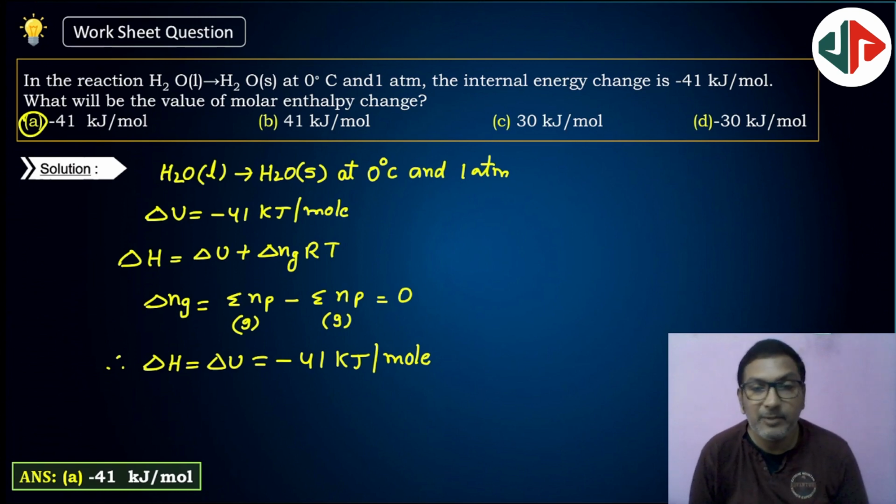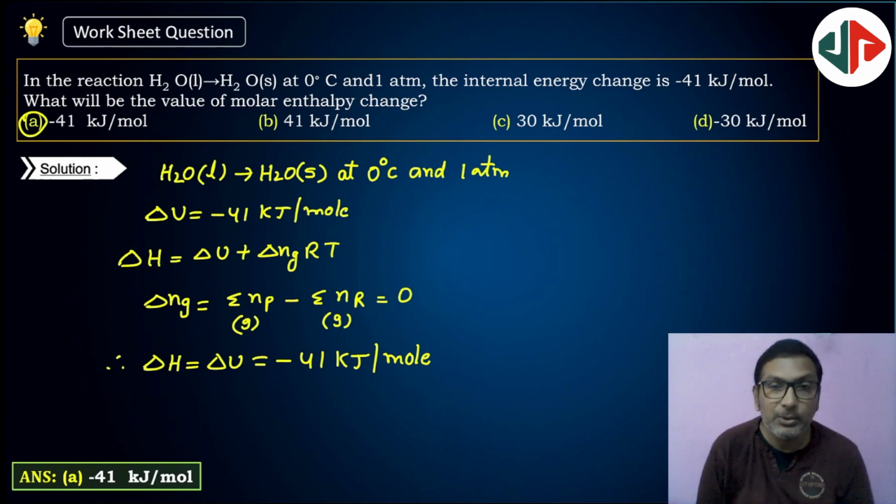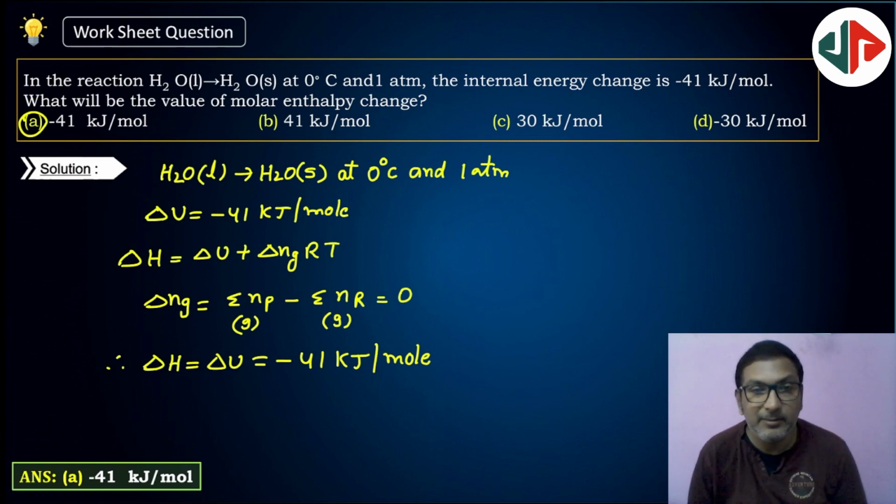So change in number of moles of gaseous products and gaseous reactants. Here no gases are present in given equation. Therefore delta Ng equal to 0. Therefore delta H equal delta U. Next.